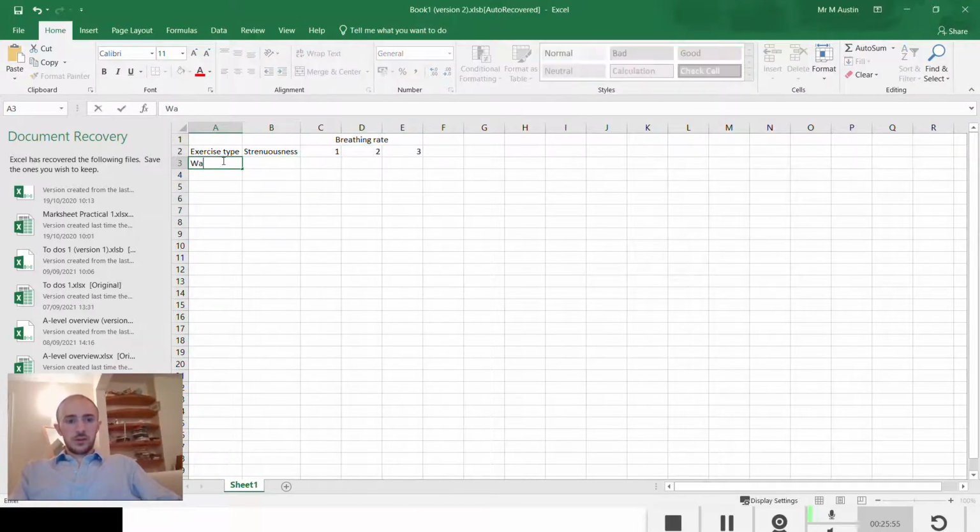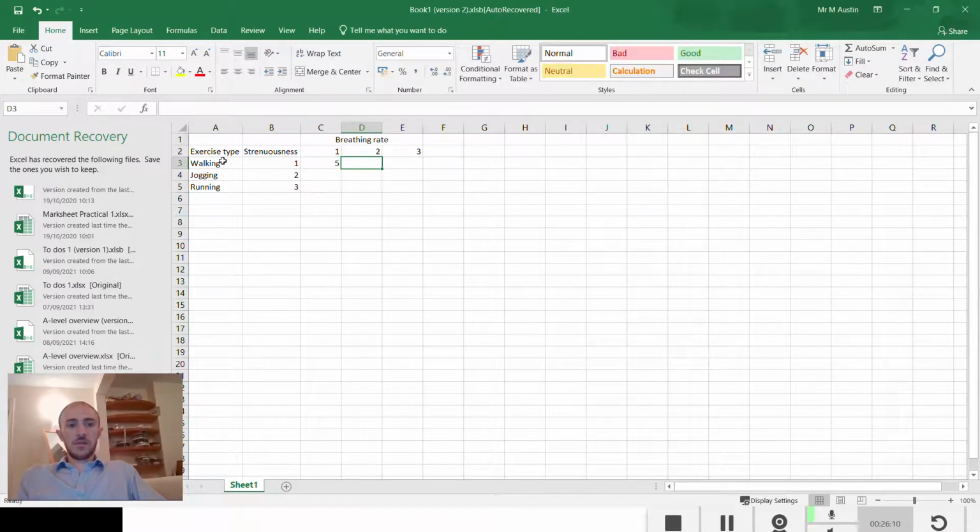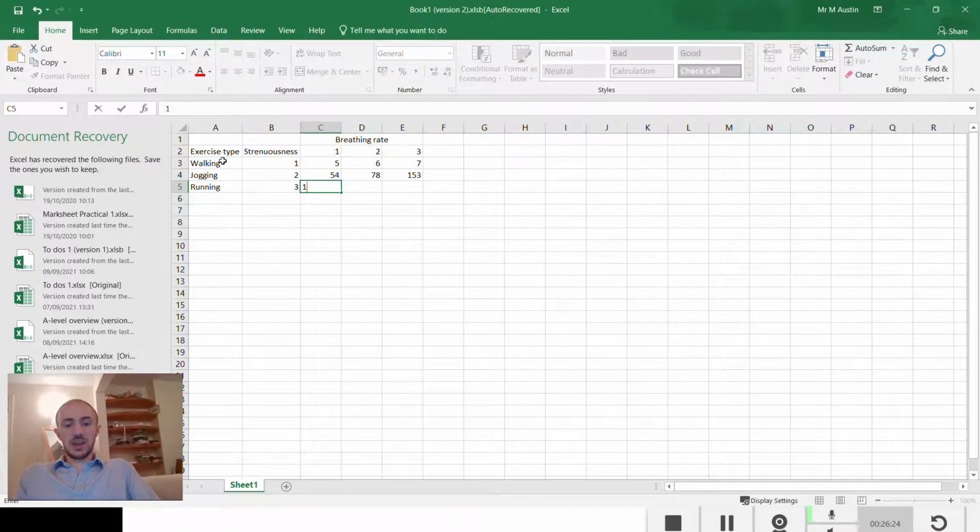And then you're going to have 5 exercise types: walking, I'll just do 3, jogging, running. So I would think strenuousness 1 out of 5, 2 out of 5, 3 out of 5. Then I would do it. I get my breathing rate at the end of walking for a minute. I don't know, maybe I'm a turtle and I have a really slow breathing rate of 5, 6 and 7. But when I jog, it suddenly goes up to 54, 78 and 153. I don't know, something crazy. When I'm running, I find that for some reason my breathing rate goes down to 10, 15 and 20.